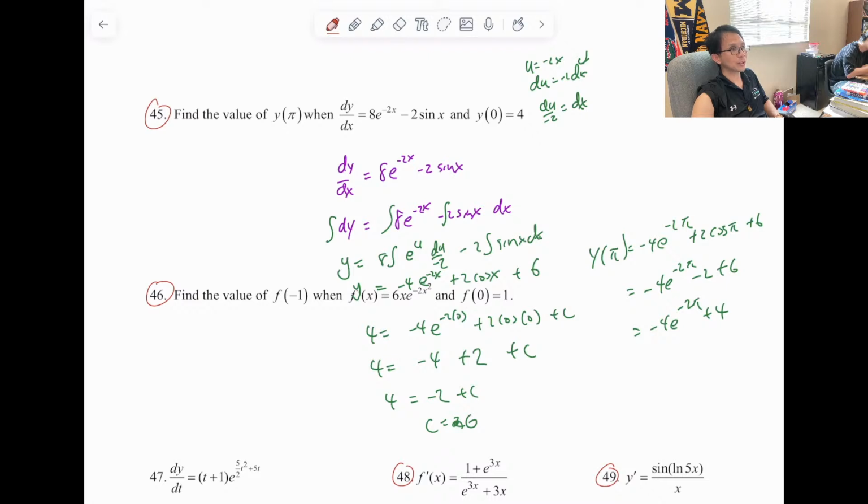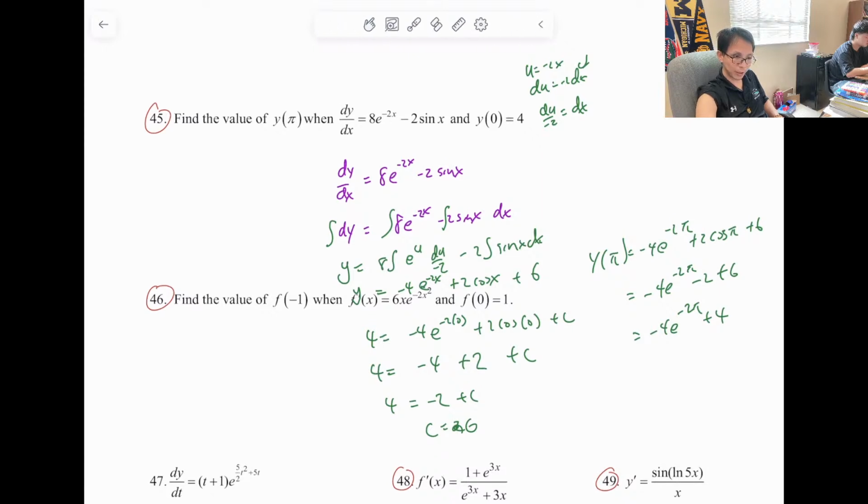Maddie, what's your question? Oh, okay. Corbin, what's your question? I still don't understand where the plus 6 came from after the 2 cosine x. Do you understand this part here? Integration of this is equal to this plus c. Yes. Okay, so then for y, I'm going to plug in 0 and 4. So I plug in 4 for y and plug in 0 here.